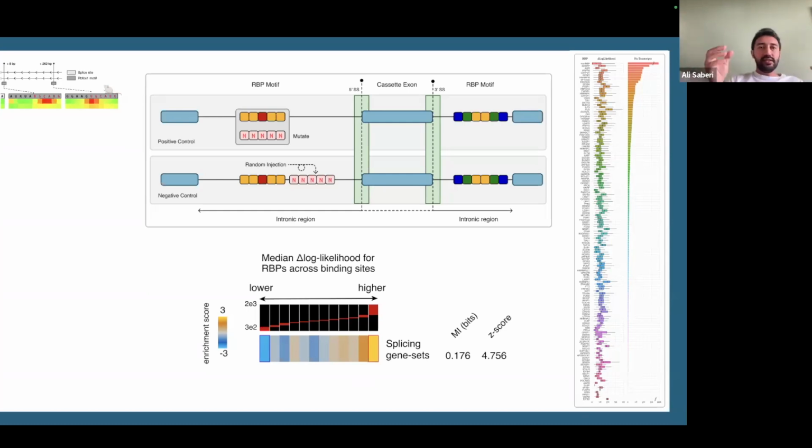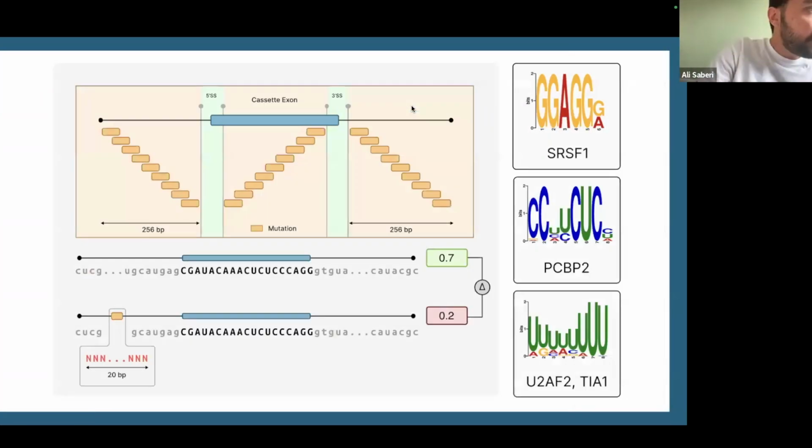This systematically shows that the model understood about the RNA binding proteins in the flanking intronic regions that are important for cassette exon inclusion or exclusion. Pretty cool. Next analysis that we've done.